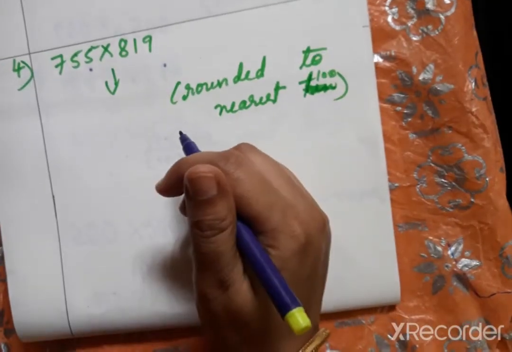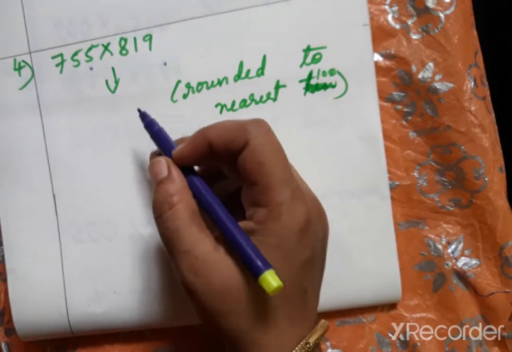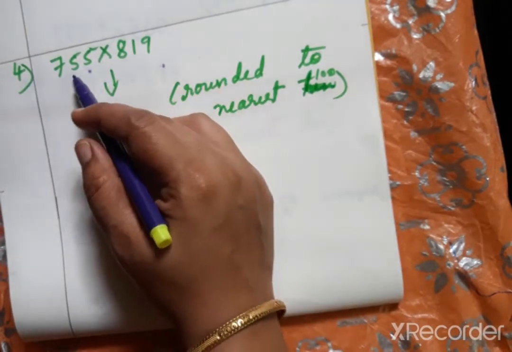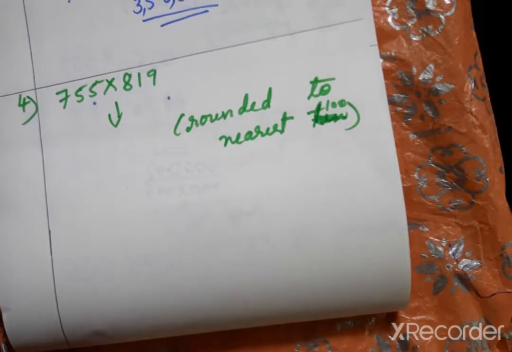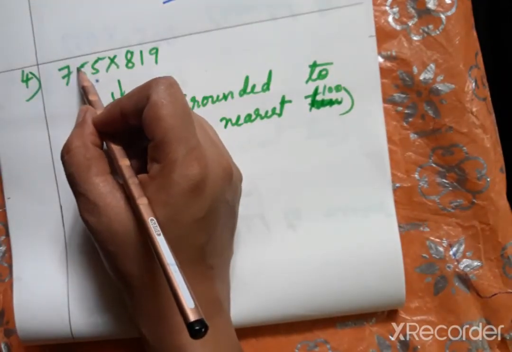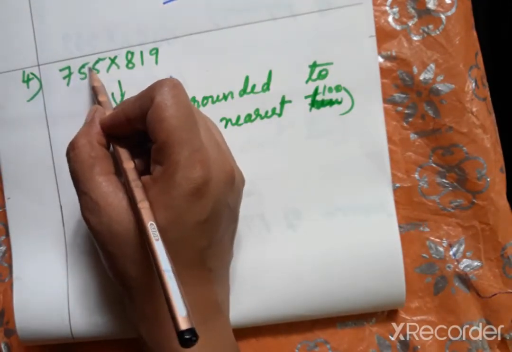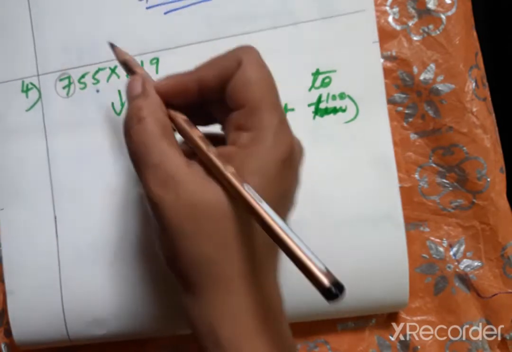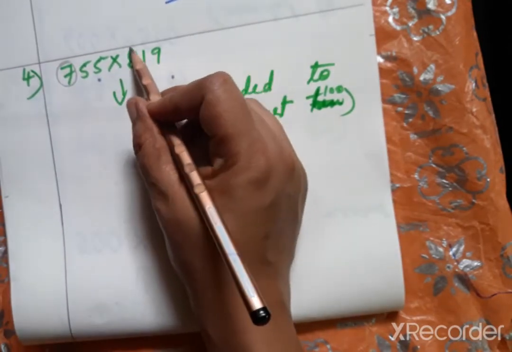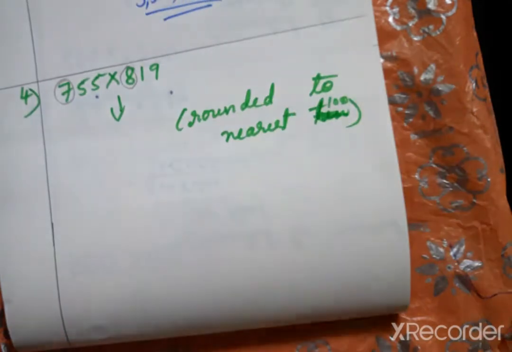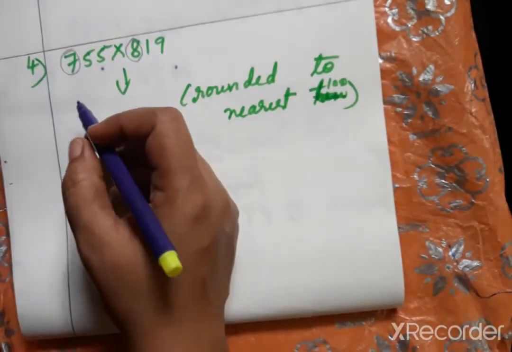Now, fourth question we have to round up. Fourth question is 755 into 819. Which place do we have to round off? Hundreds place: ones, tens, hundreds. 7 is in the hundreds place. Here too, ones, tens, hundreds, 8 is in the hundreds place. Now round off the number.